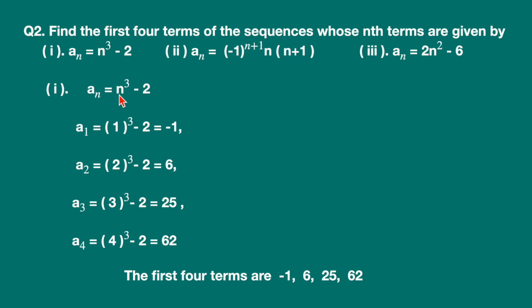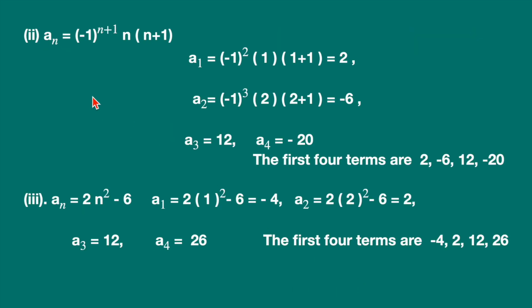Second term, put n is equal to 2. So 2 cube, that is 8, minus 2 is 6. So for the third term, put n is equal to 3 here. 3 cube minus 2 is 25. A4, fourth term is 4 cube minus 2 is 62. So these are the first 4 terms. Minus 1, 6, 25, 62. Let's go to the next sum.